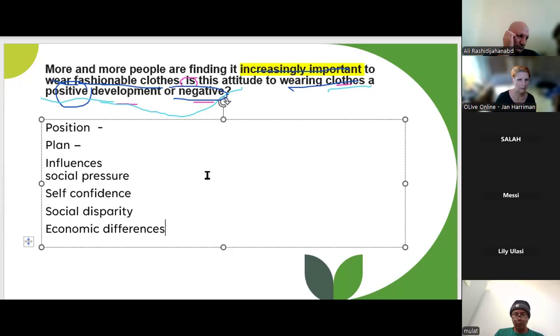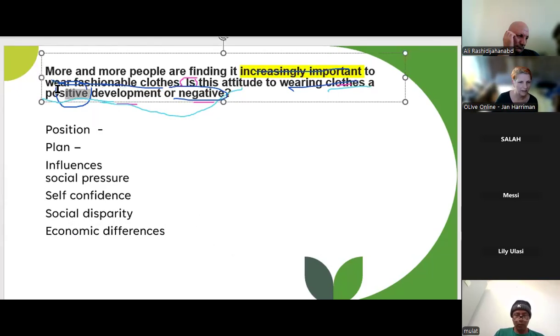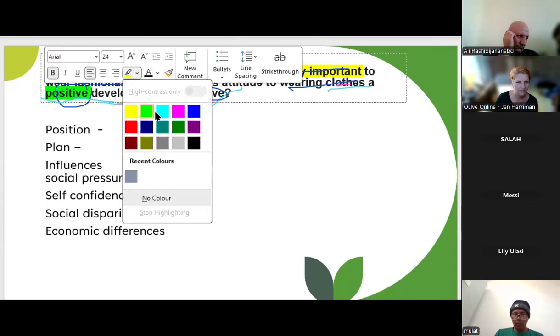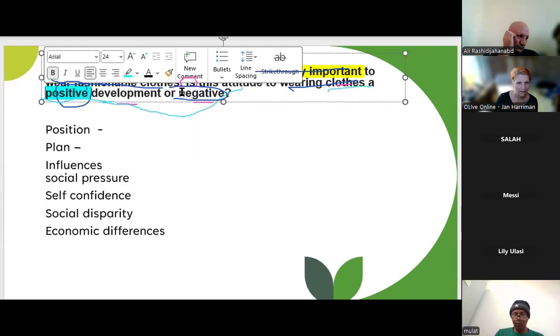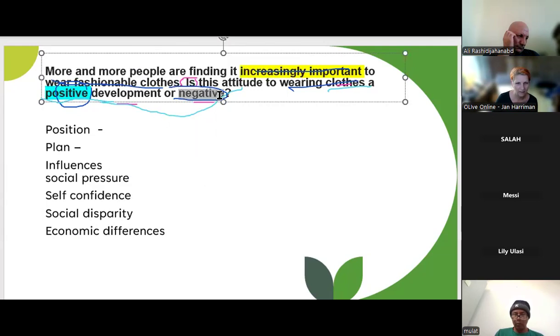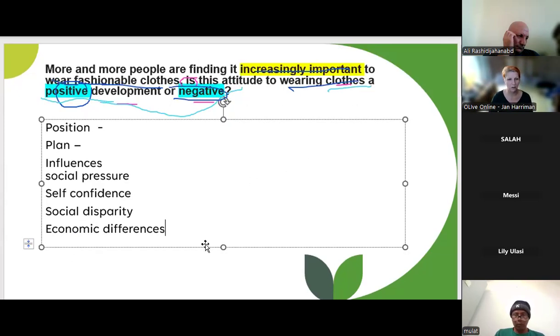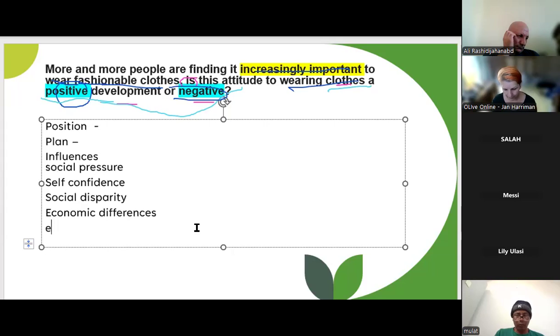Yeah, economic differences. So remember, we're going to need to find positive aspects, and negative aspects, because these are going to be our two sides. Economic strain. And I'm going to add the word burden. We often call something an economic burden as well. Really good.